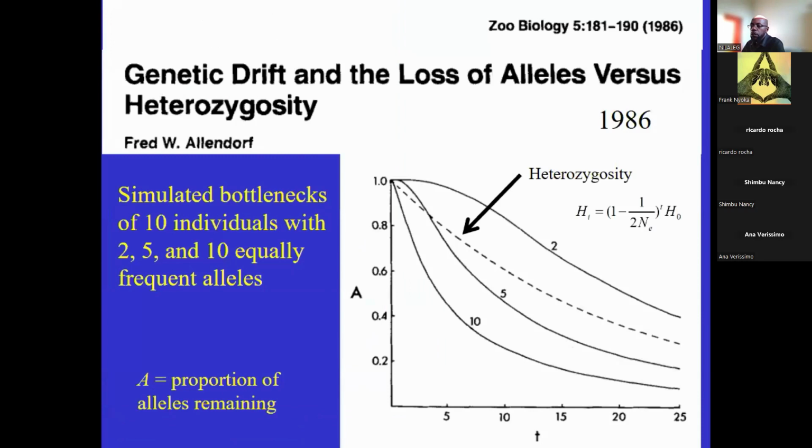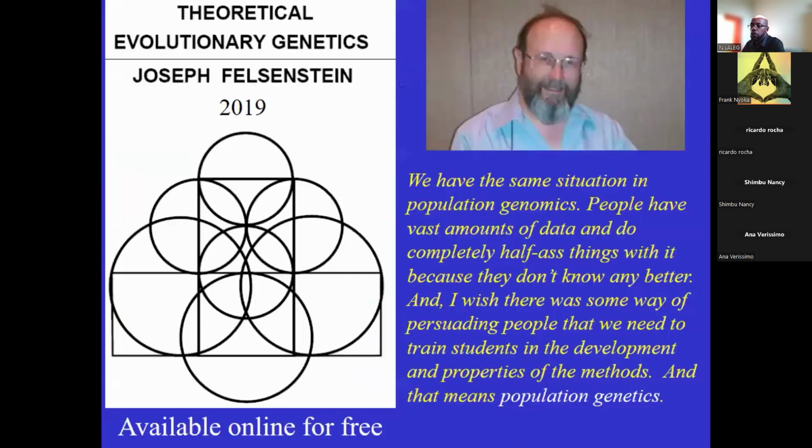Oh, one more thing, if I can go backwards. This is Joe's book, which he originally started when he taught population genetics, and he puts it online. I think it's the best up-to-date book on population genetics theory, and you can download it for free if you just Google Joe Felsenstein.